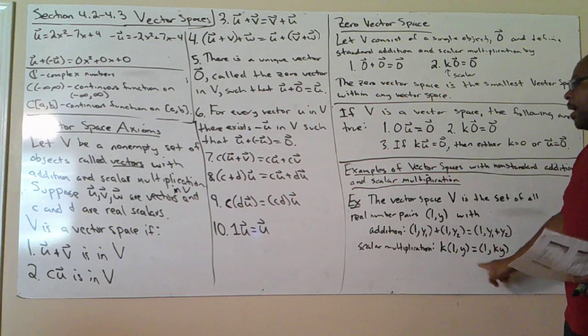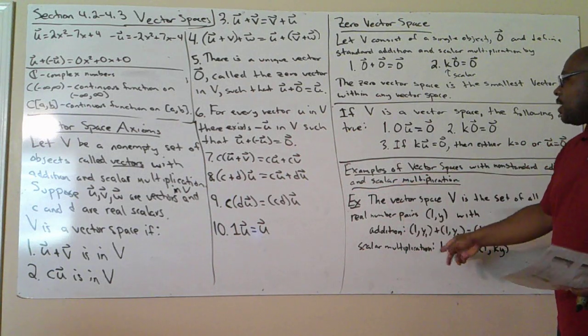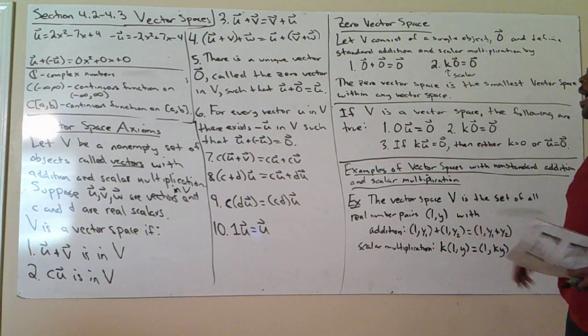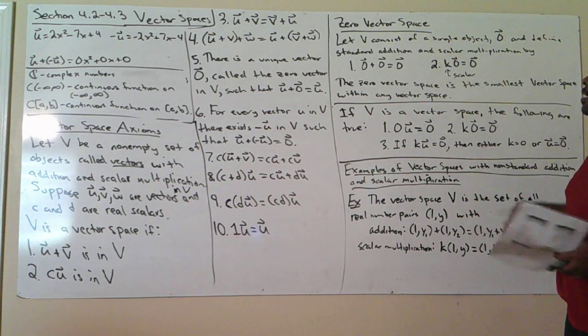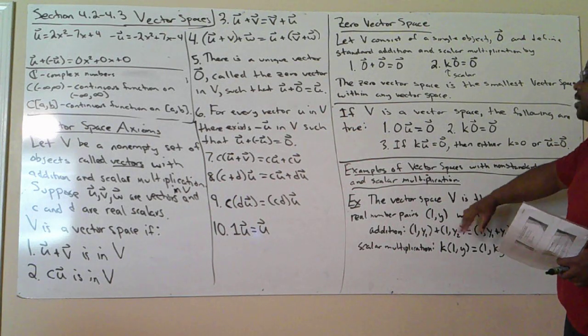Scalar multiplication is the same thing. Essentially, I define my addition and scalar multiplication so that properties 1 and 2 are satisfied. It doesn't matter in which order I add them together. It doesn't matter if I add another vector or not, I get the same thing, as long as I go with this addition and scalar multiplication.